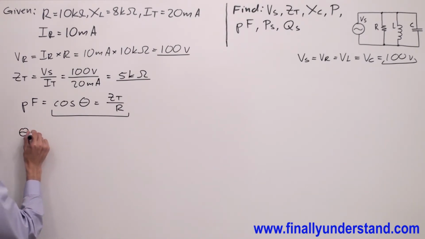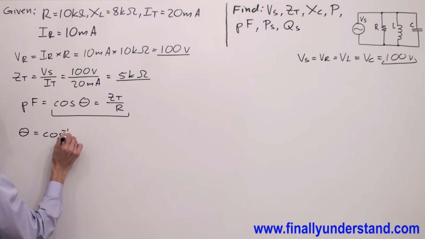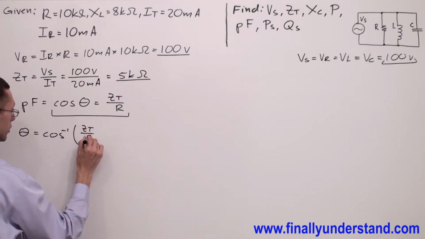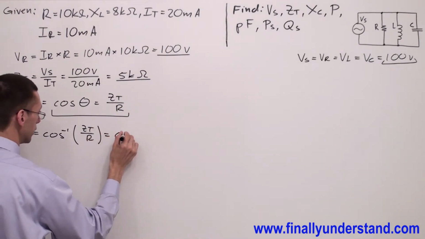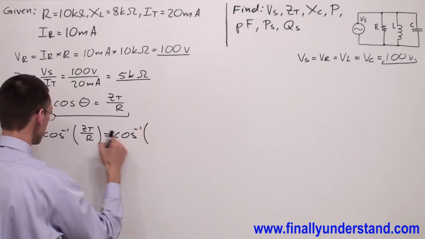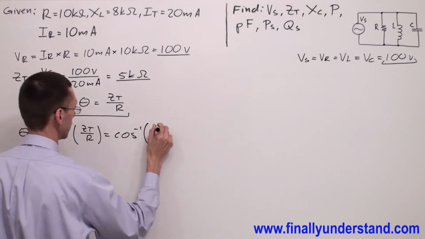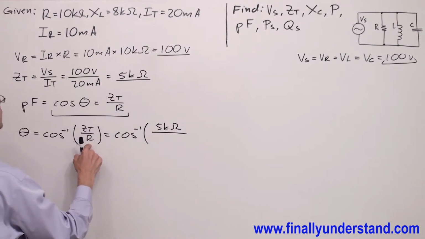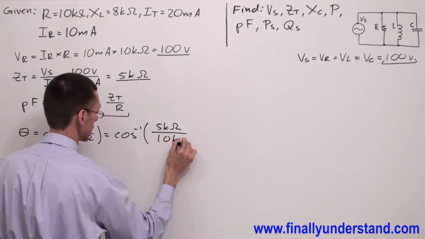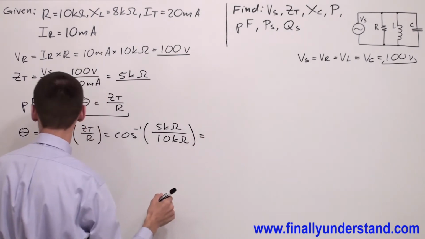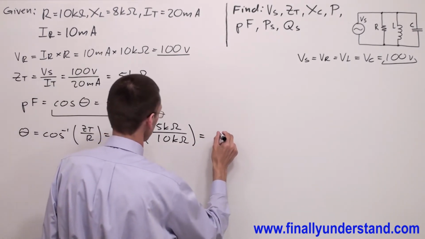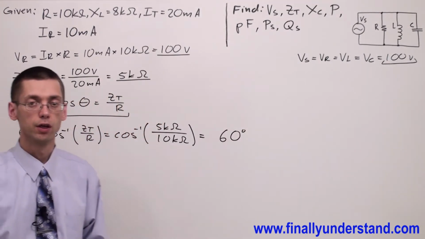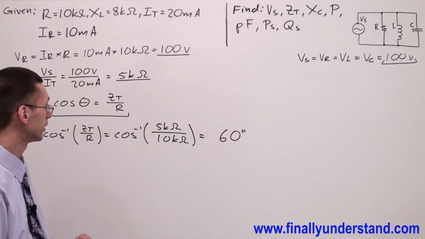So angle theta is equal to inverse cosine, and I have Z total over R. This is equal to inverse cosine of Z total we found, 5 kilo ohms, over R, which is equal to 10 kilo ohms. This is equal to 60 degrees.